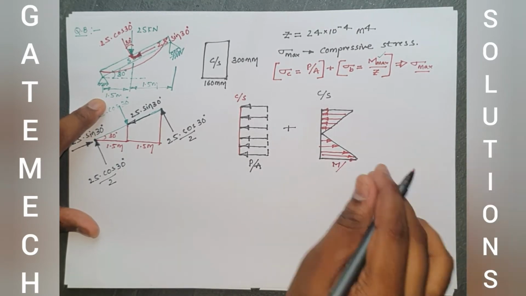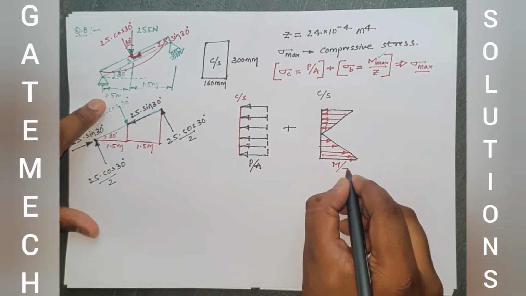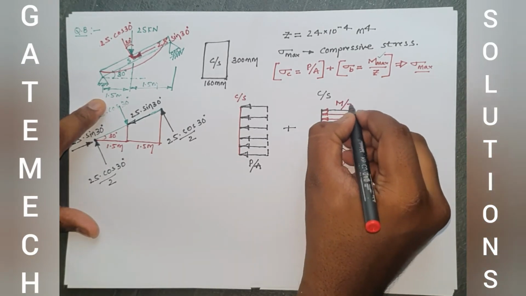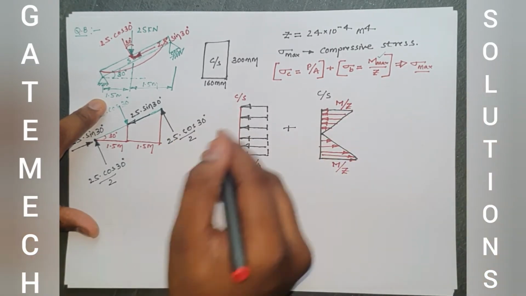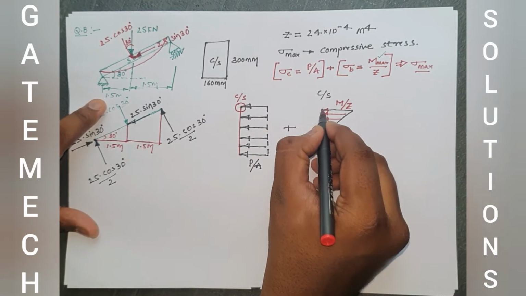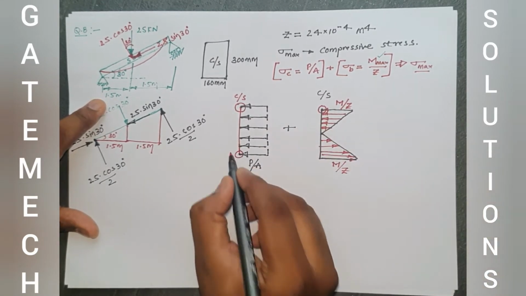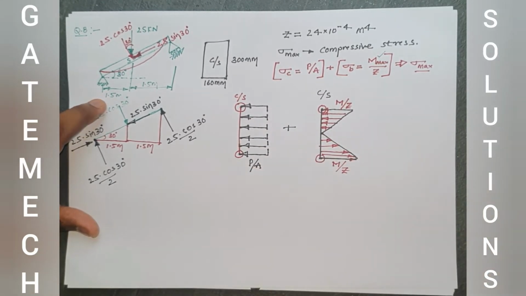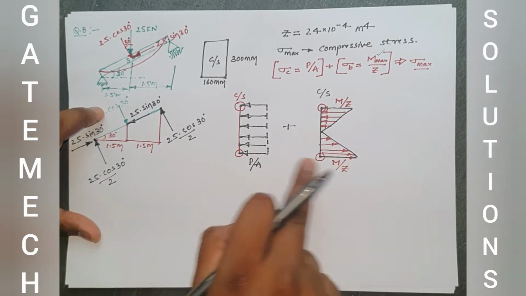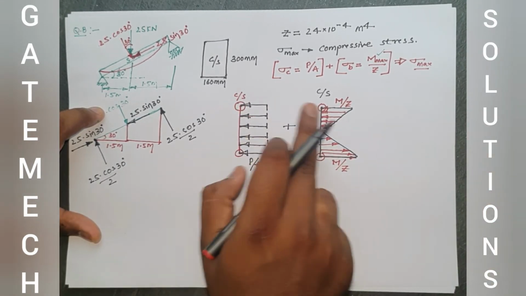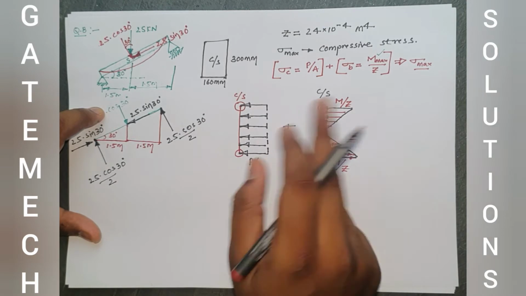So how to calculate this magnitude? This maximum stress is given as the maximum bending moment divided by section modulus. So M divided by Z. So these two are compressive. Keep it in mind. This is the point on top fiber. This is the point on bottom fiber. If you look at the bottom fiber, here compression, here tension, both will be subtracted. But if you look at the top fiber point, this is compression, this is also compression, both will be added.